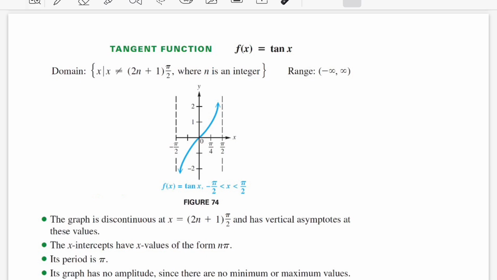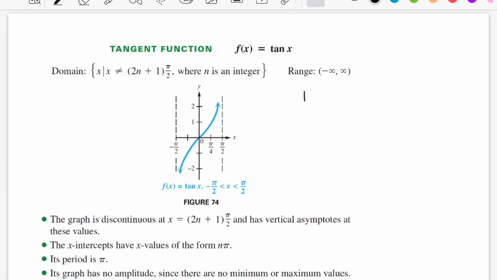So far we've looked at the graphs for our sine, cosine, secant, and cosecant functions. Now we're going to look at the graphs for the remaining two trig functions, tangent and cotangent. So the domain of a tangent function is given by this guy here, and this is because the graph is going to be discontinuous whenever x is equal to 2n plus 1 multiples of pi over 2.